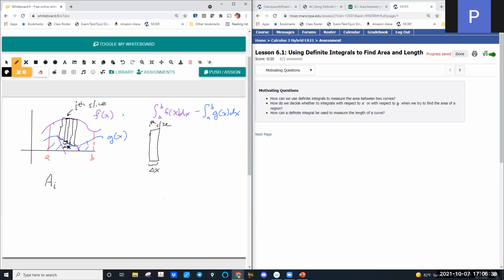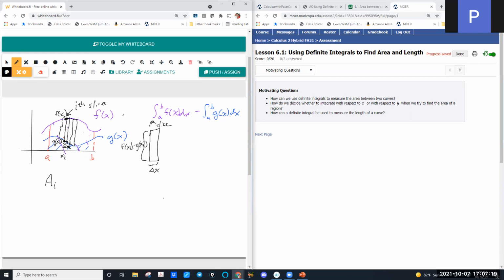Well, the height is going to come from taking f at this point. Our drawing is getting a little crowded here, but we'll call this point x sub i. So we're going to calculate f of x sub i, that's the value at this point, and then down here, we're going to calculate g of x sub i. So the height ends up being f of x sub i minus g of x sub i.